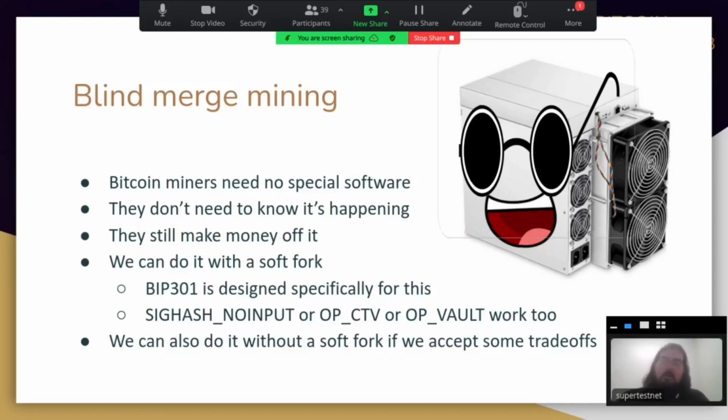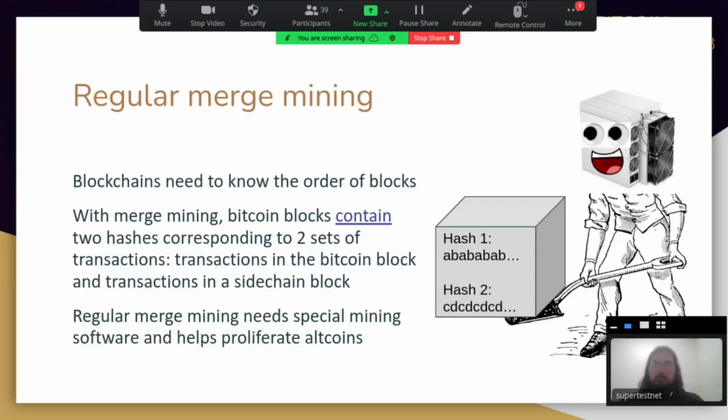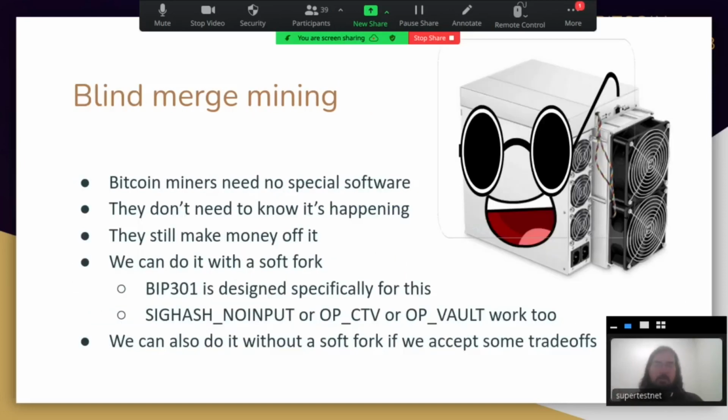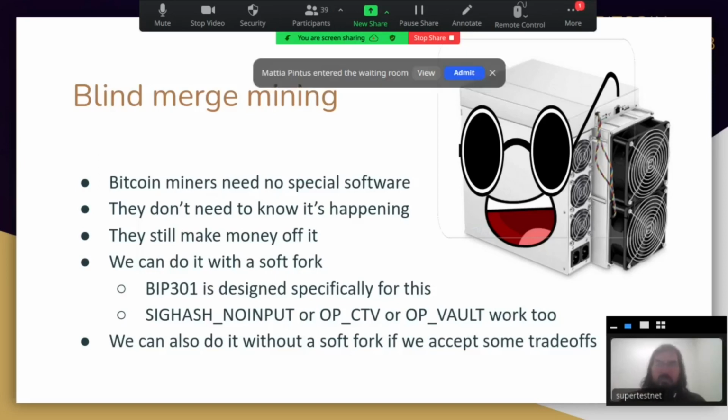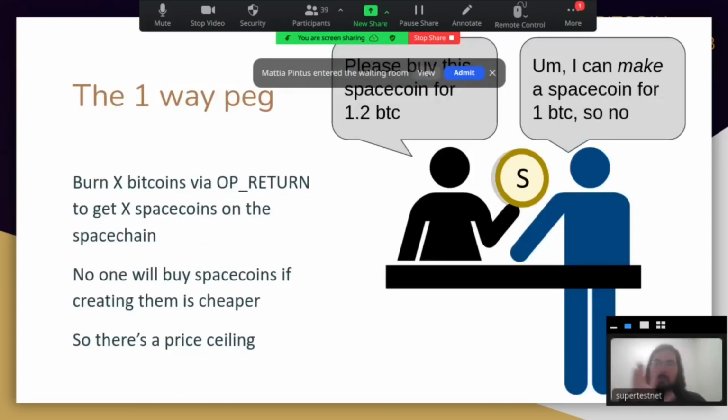So right here I'm just describing what blind merge mining is and what its benefits are. In 2 more slides, I'm going to tell you how it's done, and then I'm going to show you with the demo. But first, I want to tell you what the other part of Spacechains is. Blind merge mining fixes the problems with regular merge mining. It makes it so that you don't have the bootstrapping problem, and you can actually use Bitcoin to do blind merge mining instead of creating an altcoin, which is cool. But I'm going to tell you more about how it works in a minute. First, I'm going to tell you about the other part of Spacechain, which is the one-way peg.